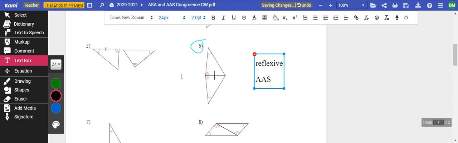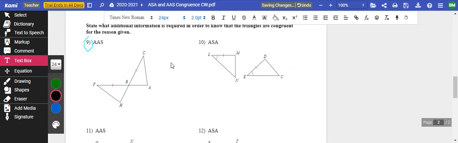Let's see if we've got another one. Like for number 5 right here, this is side, angle, side. So this one is angle, side, angle, because the side is in between that matches. All right. We want to prove angle, side, angle here.